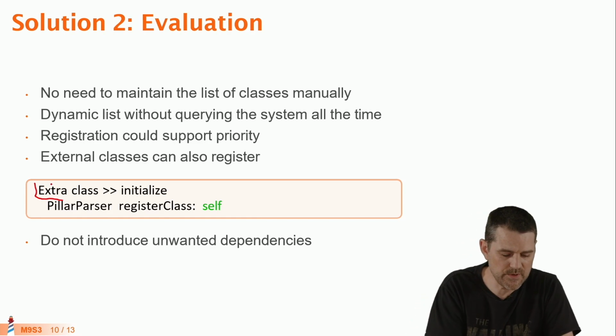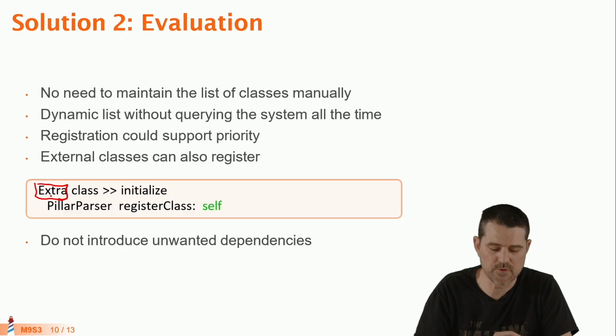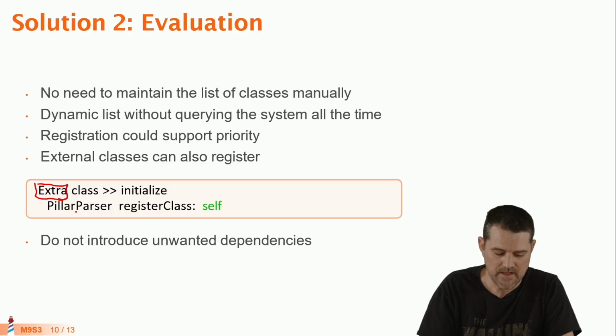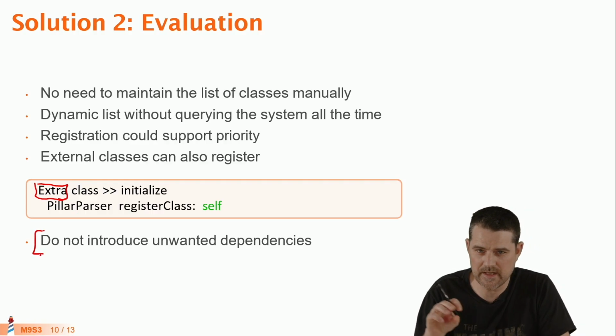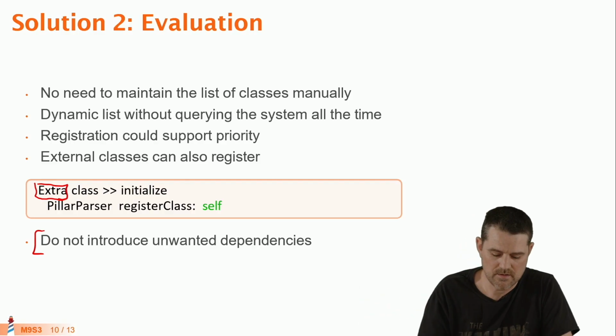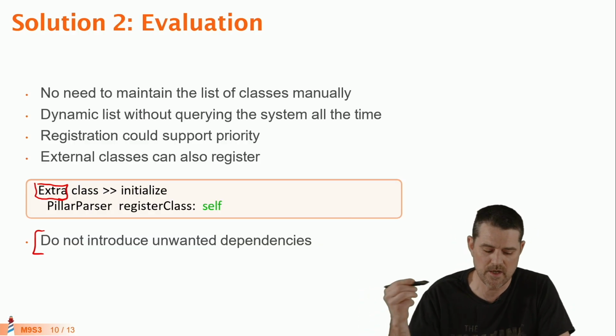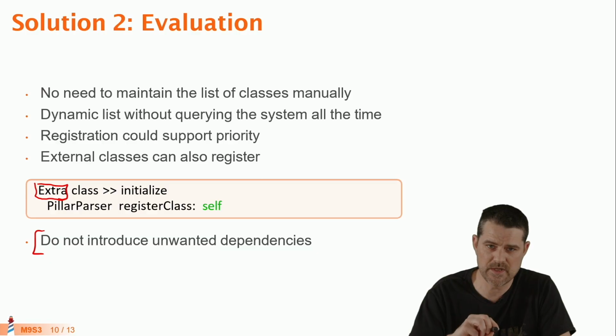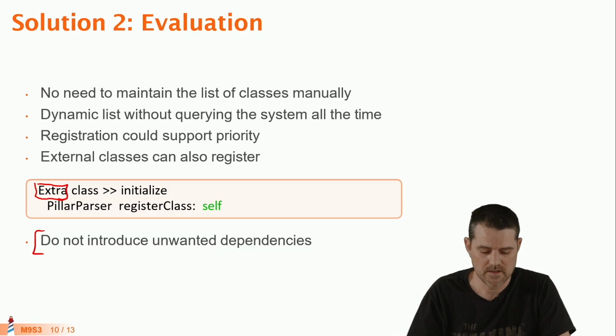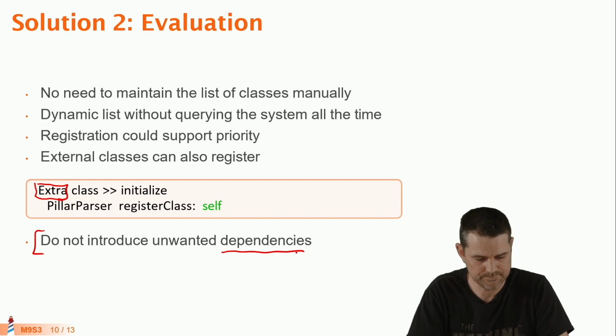So here we have an example of that. The extra class that could be packaged in another package can register itself in the Pillar parser. And the really good point is that the extra class could be packaged in a separate package from the Pillar parser, and also the dependency is reversed. It means that there is a dependency between the extra class and the Pillar parser, and not between the Pillar parser and the extra class. So this is really better from the dependency point of view.